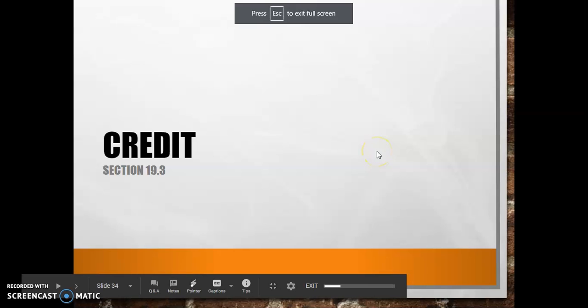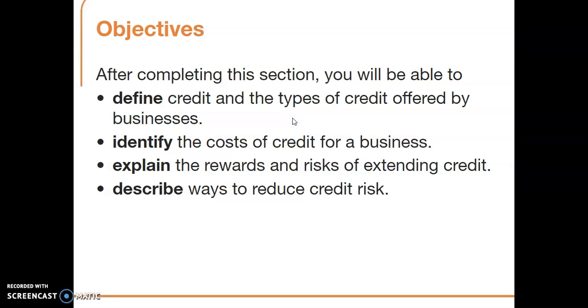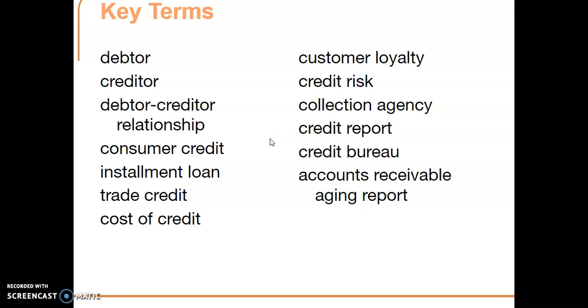Hi everyone. Today we are going to finish up our unit on pricing with section 19.3, which is all about credit. Our objectives for today are to define credit and the types of credit offered by businesses, to identify the costs of credit for a business, to explain the rewards and risks of extending credit, and describe ways to reduce credit risk.